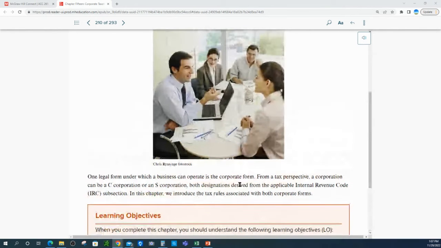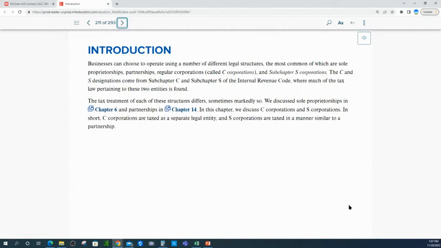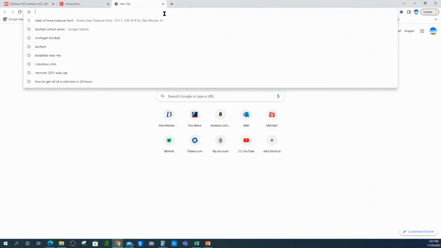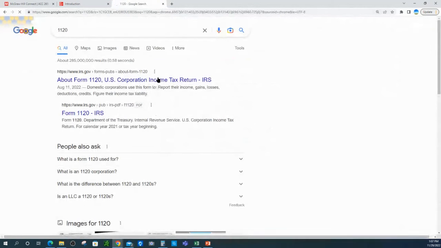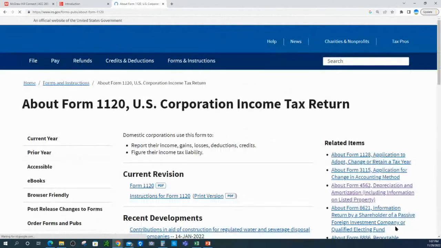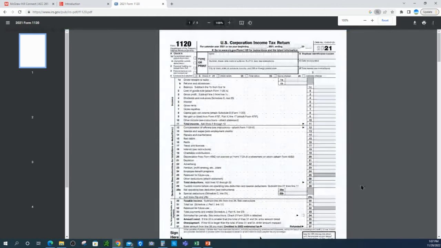So anyway, those are our 7 learning objectives here. First thing I want to do, they don't actually mention it here, but I want to pull up the tax form. So remember the partnership, we had the 1065 as our tax form. For the C corporation, the form is called an 1120. Okay, so this is the tax form for corporations.